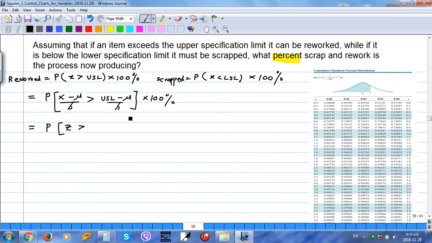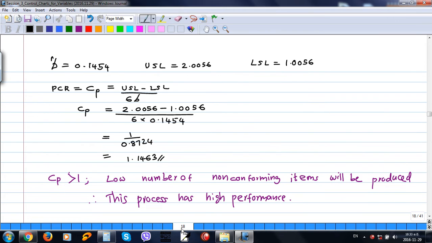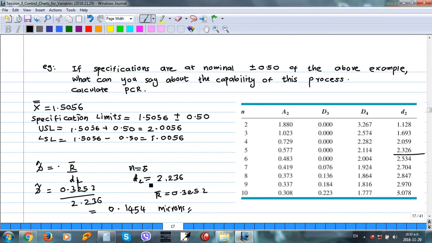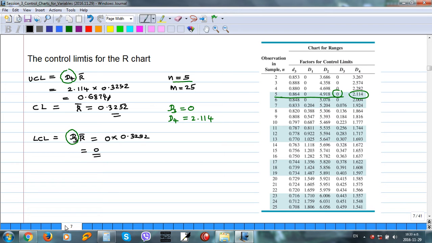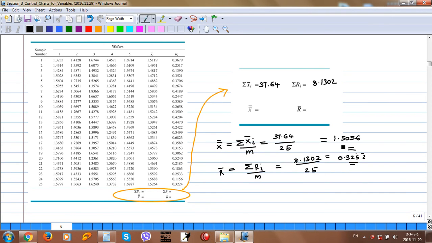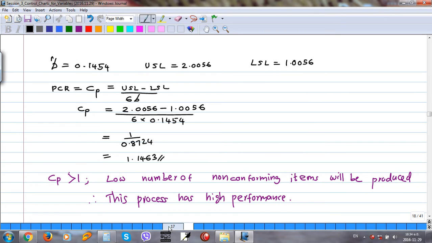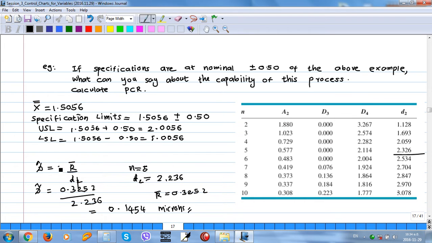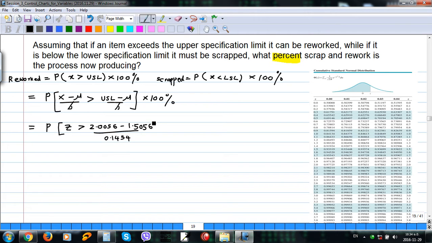2.0056. Mu is X double bar, that is 1.5056, over sigma, which we found in the previous slide. This sigma is 0.1454, times 100%.